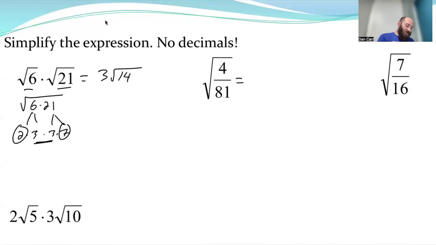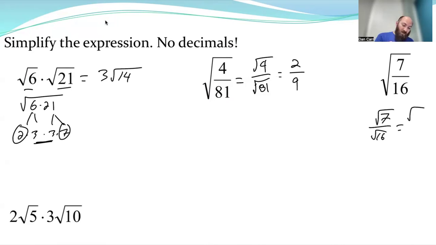Okay, so in the next one, if I'm doing my fractions, remember I can do this as the square root of 4 over the square root of 81. Square root of 4 is a perfect square, and so is the square root of 81. That's it. On the next one, we got square root of 7 over the square root of 16. 16 is a perfect square, so I'll leave it as the square root of 7 over 4. And that's it. The only thing I could do there.